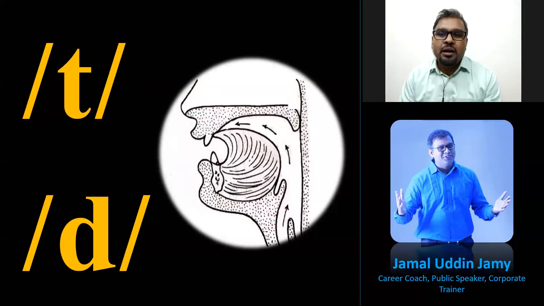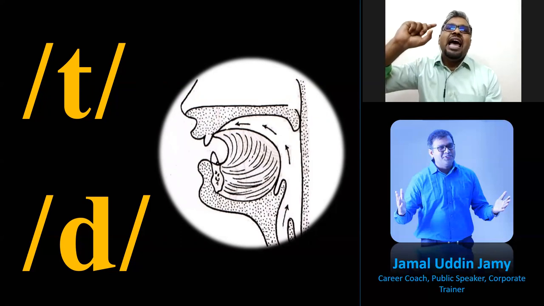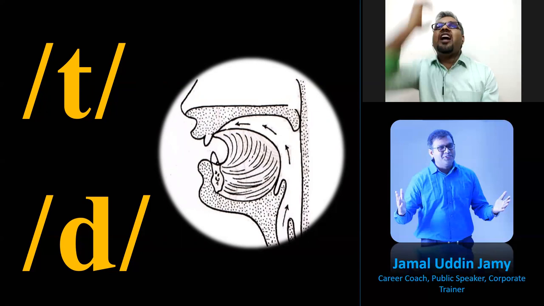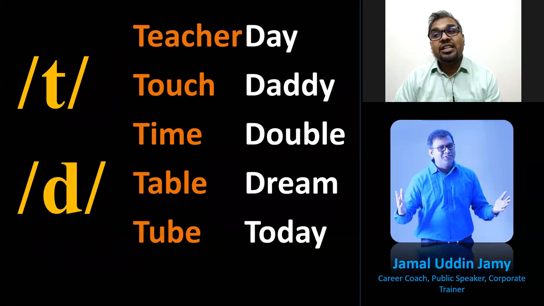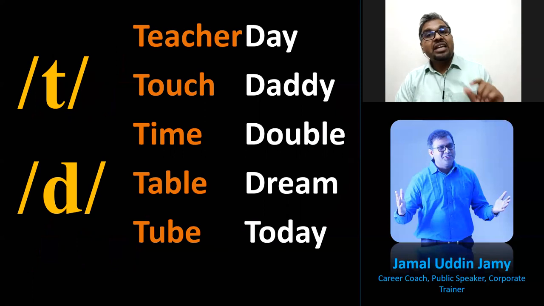Also, in Bengali, we do have an equivalent sound that we call da. To produce that da sound, your tongue will be bent and will touch your hard palate. But in English, your tongue will be straight, and the tip of the tongue will touch your teeth ridge. Da, very soft. Teacher, tat, time, timetable, table, tube. Day, daddy, double, dream. Today, today, today. Okay? Yeah.